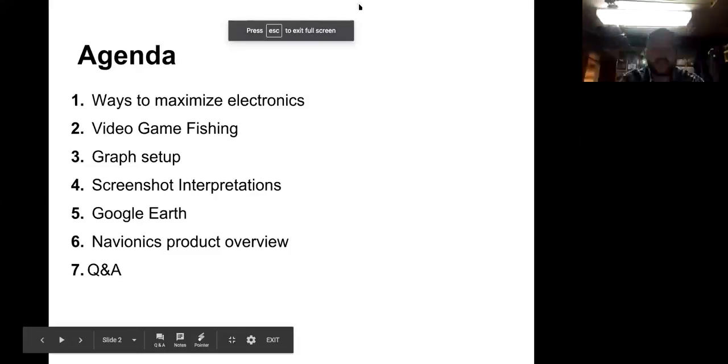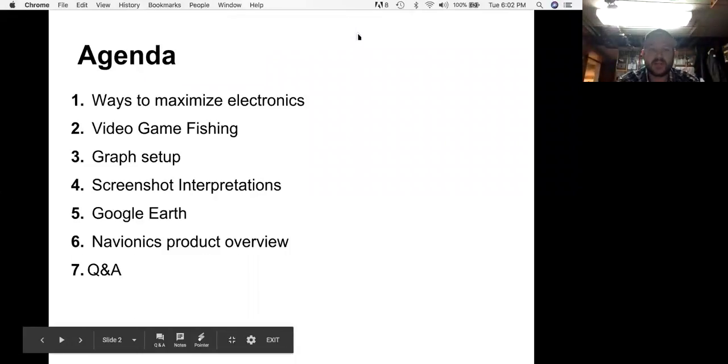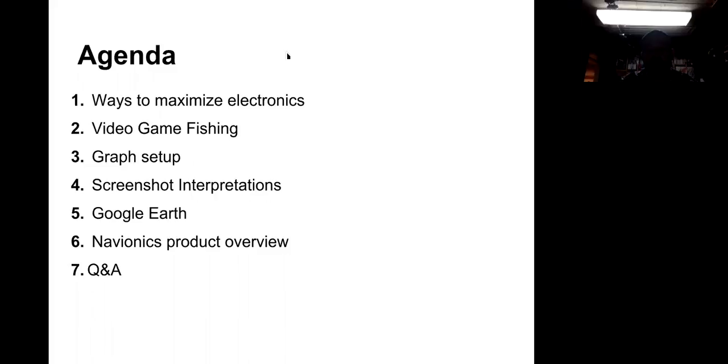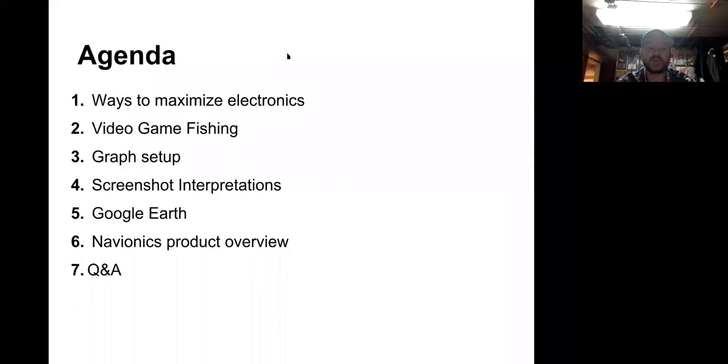Okay, so just the agenda that we're going to do: ways to maximize electronics. We're going to talk about video game fishing, graph setup, some screenshot interpretations. We're going to talk about Google Earth, and then some Navionics products, and then the Q&A.